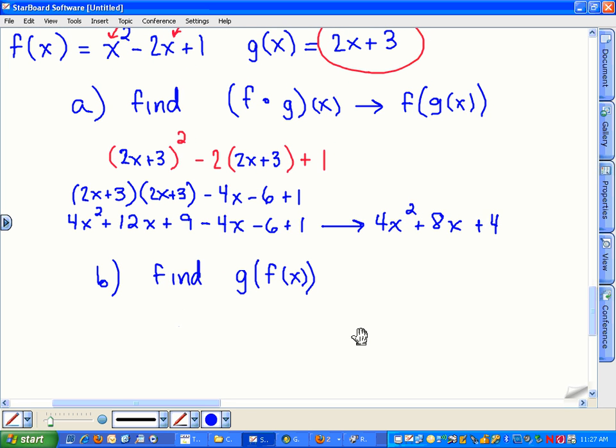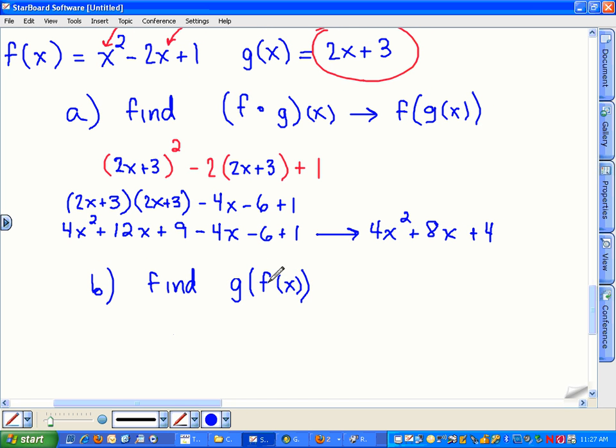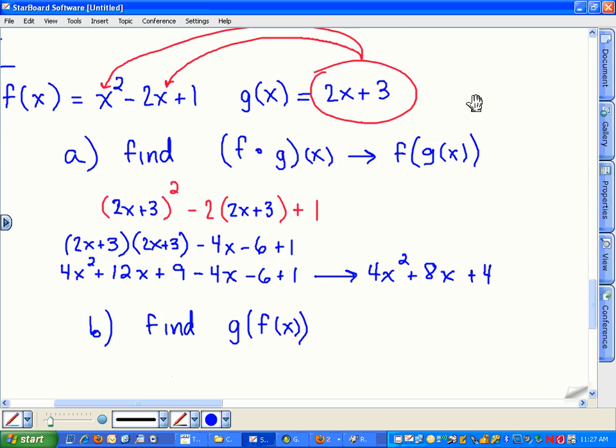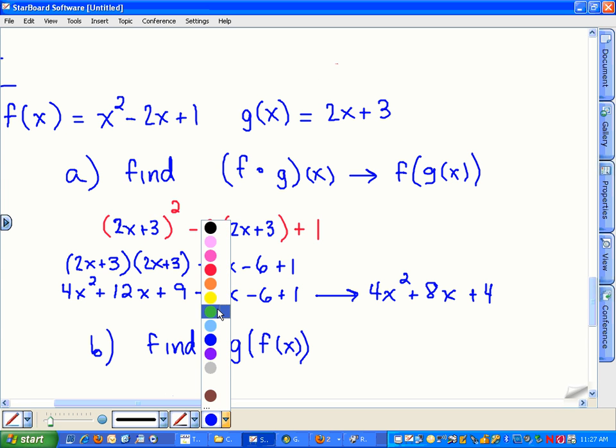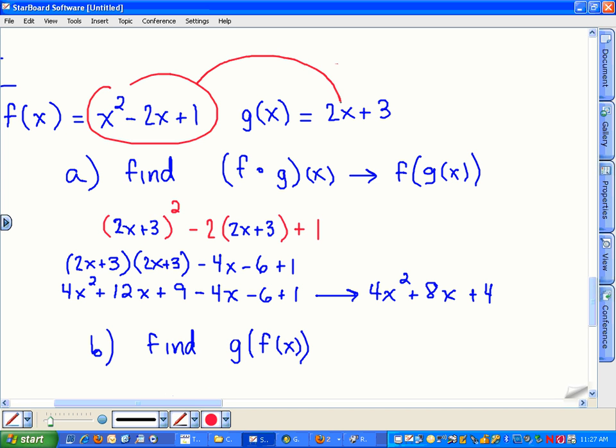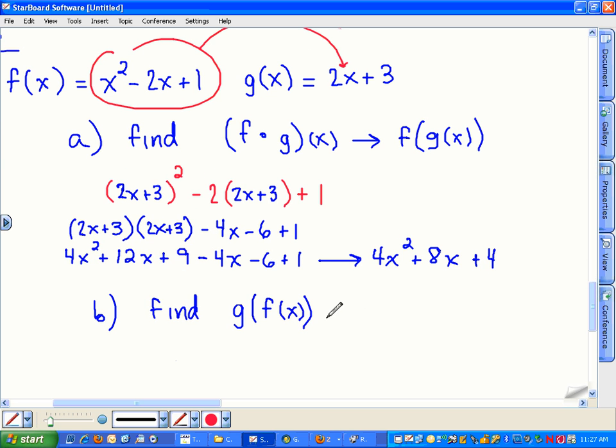Oh, you guys got a good start. We're going to take f and put it inside of g. So now this time, let me erase these lines. Now we're going to go the other way. So this thing here, this x squared plus 2x plus 1, this entire function is going to go inside of that. So I would suggest rewriting the g function, but instead of an x, it's open parenthesis. And then put in the f function.